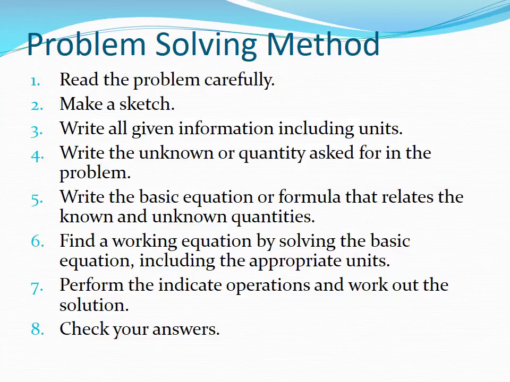Step 5, write the basic equation or formula that relates the known and the unknown quantities, such as F equal ma. Step 6, find a working equation by solving the basic equation, including the appropriate units. If we are looking for a, we have to manipulate the equation. Step 7, perform the indicated operations and work out the solution. This is the do the math step. In step 8, check your answers. Does your answer make sense?